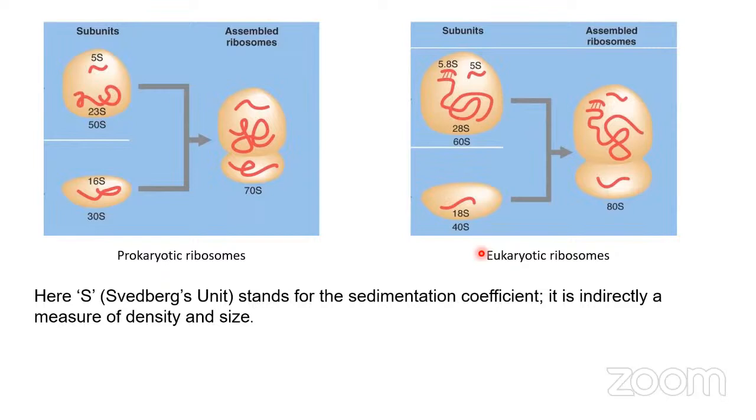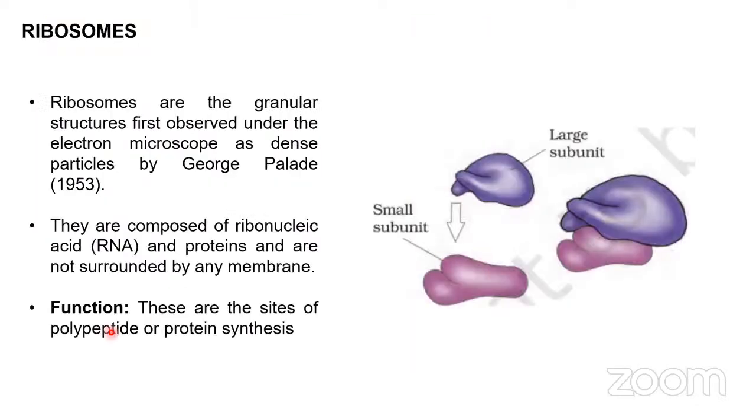Here, S is the Svedberg unit, and it is also known as the sedimentation coefficient, as I mentioned, and it is basically related to the density and size of the particle. The main function of the ribosome is that it helps in protein synthesis. These are the sites of polypeptide or protein synthesis.